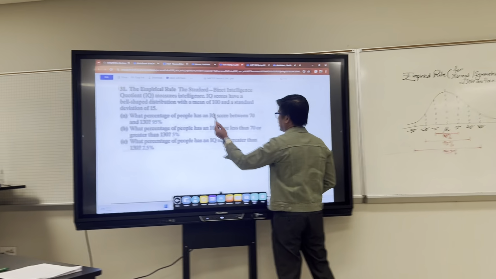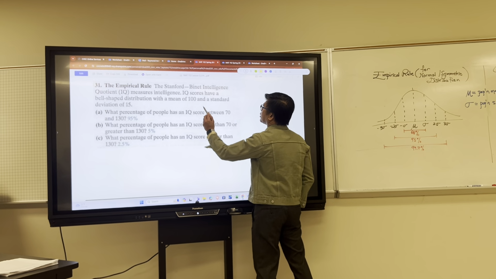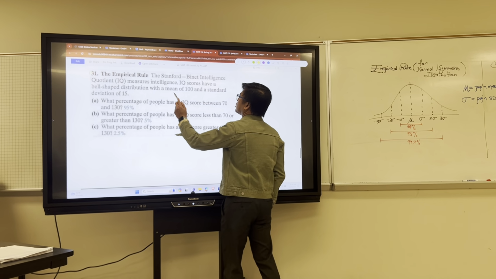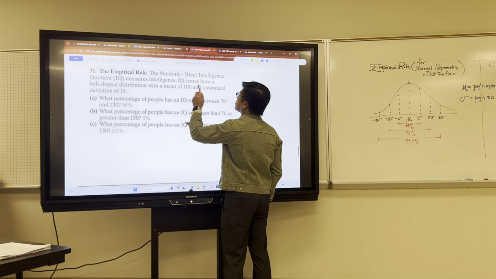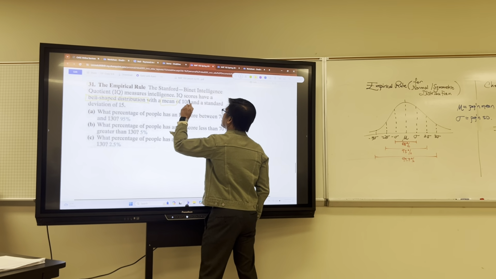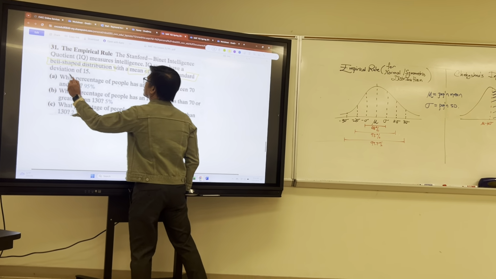The Stanford-Binet intelligence quotient measures intelligence. IQ scores have a bell-shaped distribution with a mean of 100 and a standard deviation of 15.